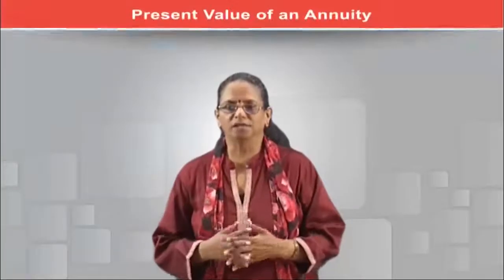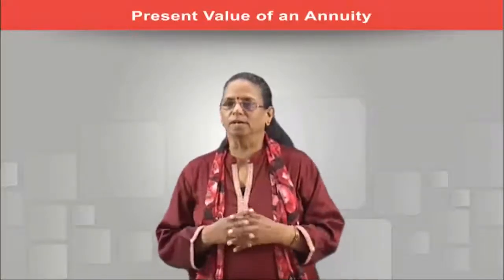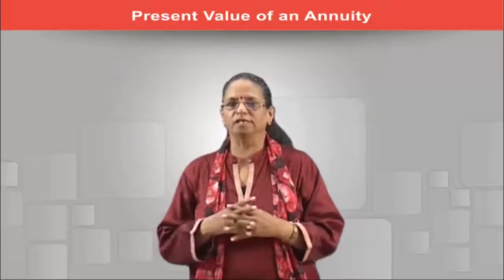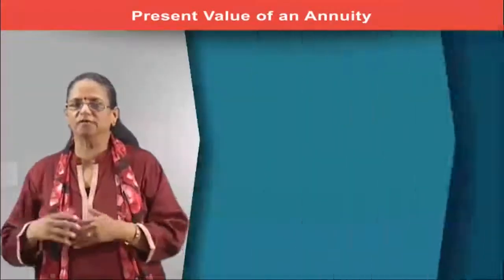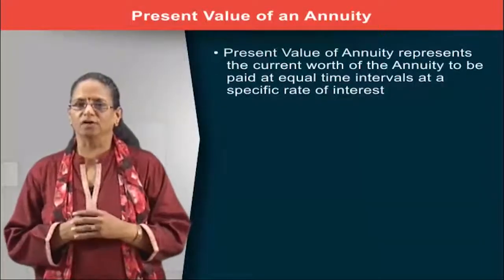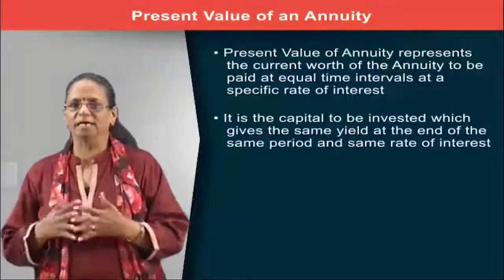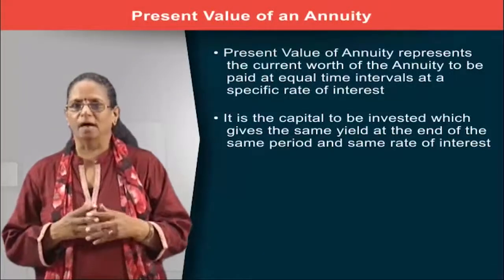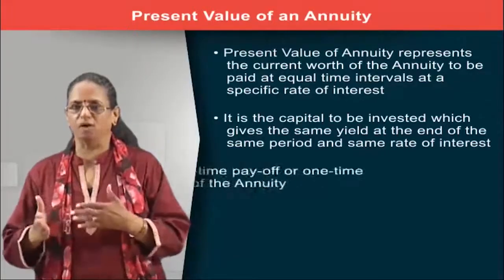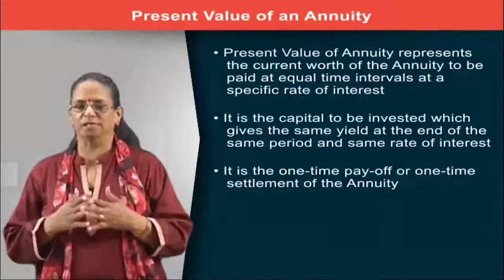We speak about present value of an annuity. What is annuity? It is nothing but a series of periodic payments which are paid at regular time intervals. What is present value of an annuity? It is the current worth of this annuity. We can call it a capital to be invested, which will give us the same yield at the end of the same period and the same rate of interest. We can also understand it as payoff or one-time settlement of the annuity. That is your present value.